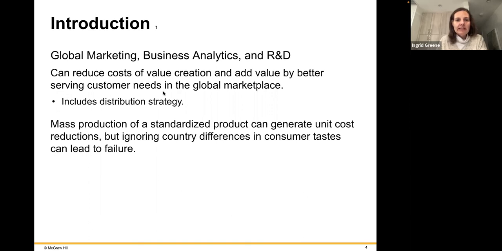in the global marketplace. And this also includes distribution strategy, as I mentioned in the learning outcomes. It's not just the product itself that we try to localize at times, but it's how we get that product to the person. We're going to talk more about that in this chapter. Also, mass production of a standardized product can generate unit cost reductions, yes, but ignoring country differences and consumer taste can lead to failure, as we've seen many, many times.